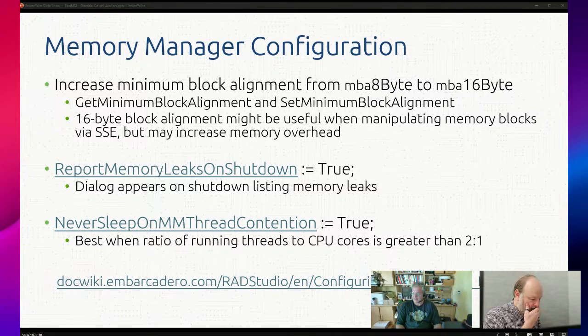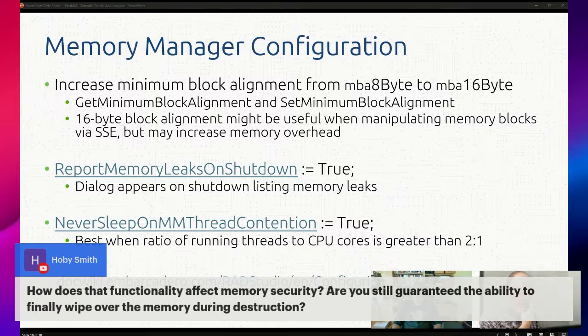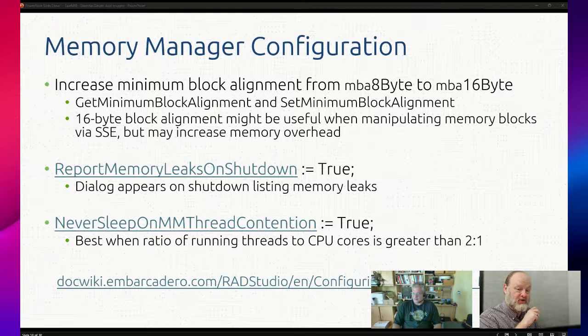And then Hobby's asking, from a crypto and security point of view, are you still guaranteed the ability to finally wipe over the memory during destruction? There is a feature in the full FastMM to turn on to do that. It doesn't wipe by default, because that's slow. But I will show you how to turn that on if that is something you're concerned about. You can both wipe on destruction and wipe on application terminate. Neither one of those happens by default. By default, it doesn't wipe on terminate. It could potentially leave it in memory.